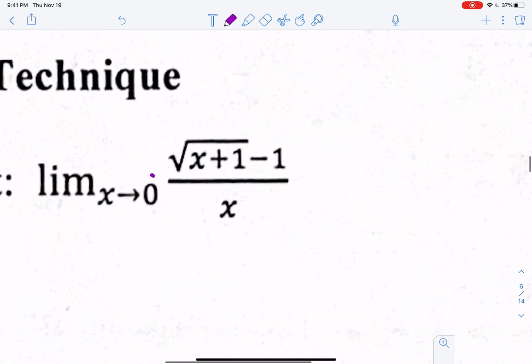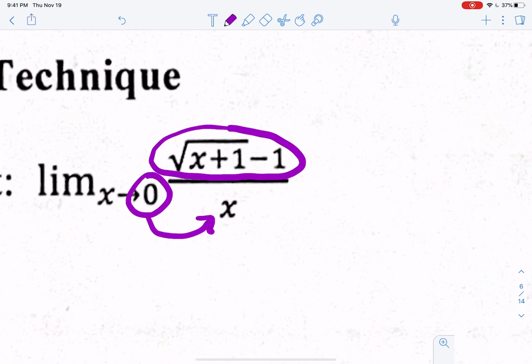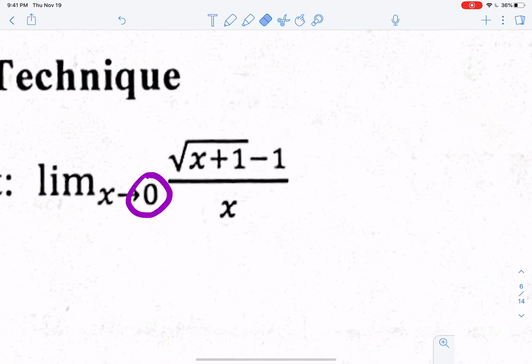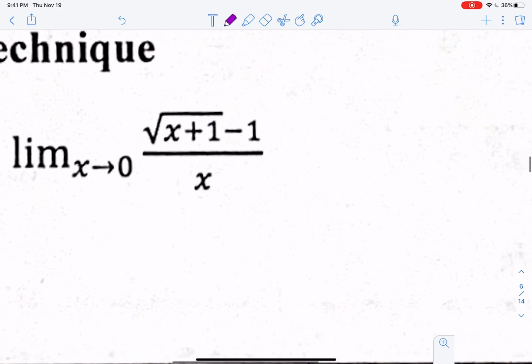Because if I plug 0 into that bottom there, I'm going to end up with 0 in the denominator, and I cannot have that. Now, rather than dividing this out using long division, because I don't really know how to divide that out using long division, what I'm going to do instead is called the rationalizing technique.